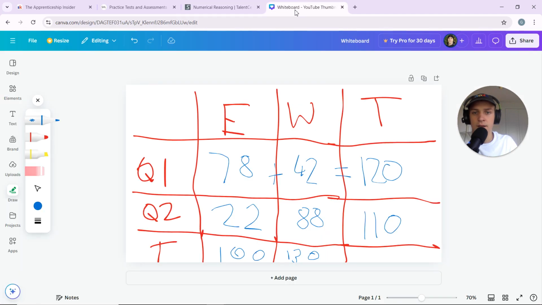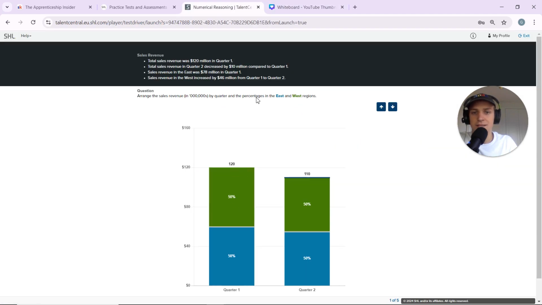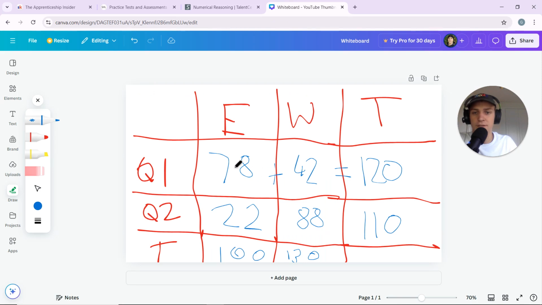Okay, and then we need to work out percentages now, because you'll notice it's not asking for the absolute values in the East and West, like 78 million and 42 million. It's asking for percentages. This way you just need to do percentages. So it's 78 over 120 times 100. Percentages are very common in these sorts of questions. You need to know how to answer them. So 78 over 120 times 100 is 65.